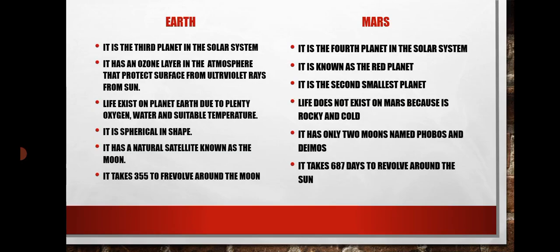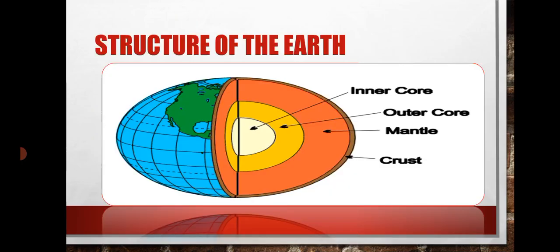Now, let's look at Mars as well. It is the fourth planet in the solar system. It is known as the red planet. It is the second smallest planet. We are also saying that life does not exist on Mars because it is rocky and also cold. It takes 687 days to revolve around the sun. So these are the properties of the inner planets.